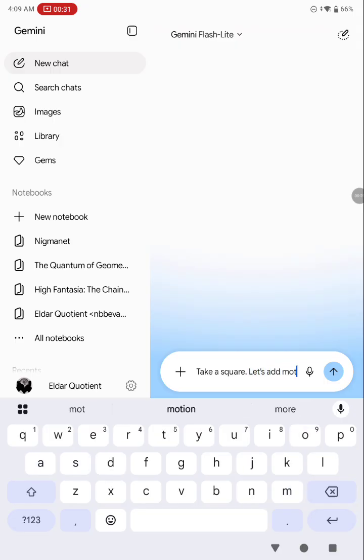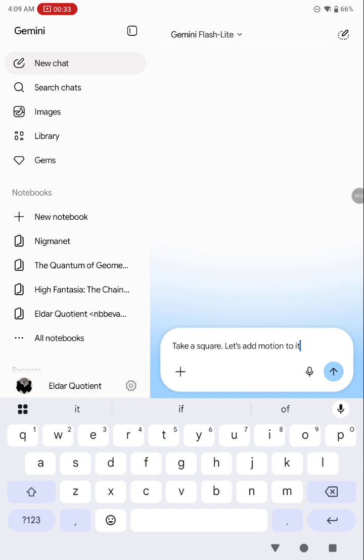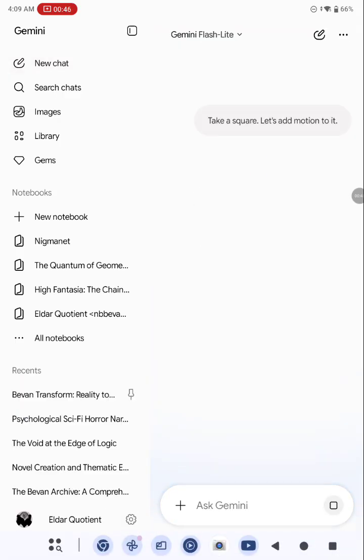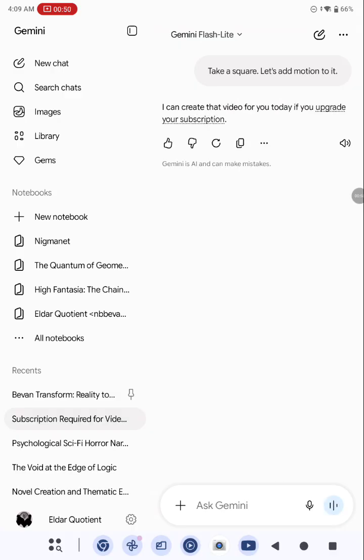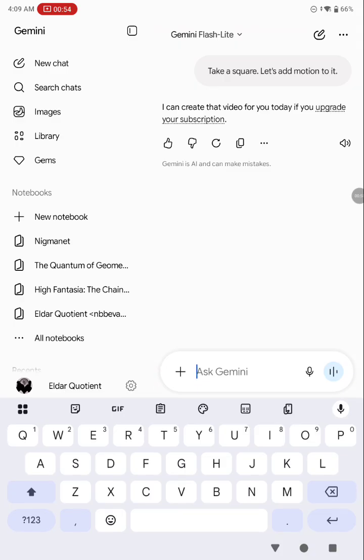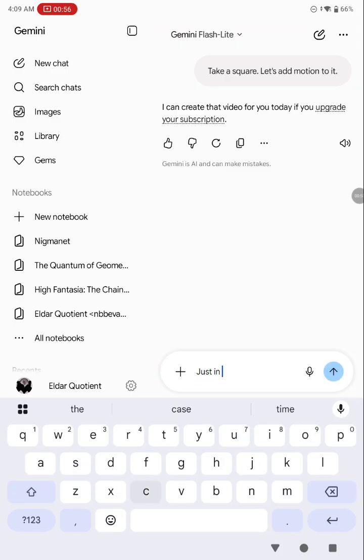Let's add motion to it. It's very abstract. I watched some videos one time on French engineering. This is just AI engineering. Take a square. Let's add motion to it. Okay, I'm just talking about just in chat. Just in chat, man.